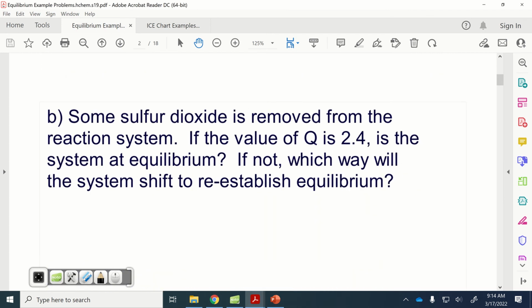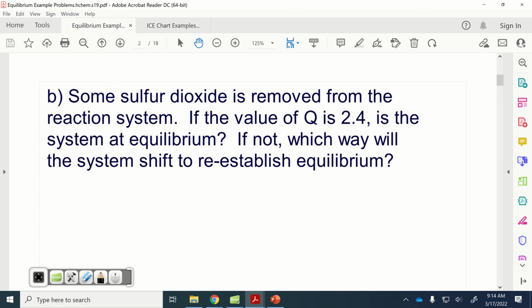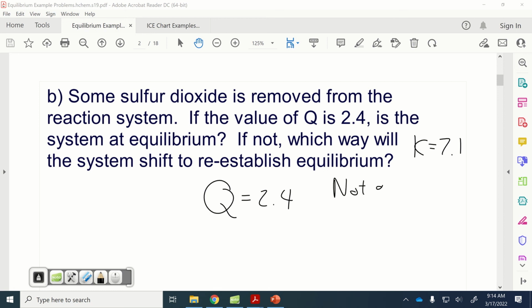All right, so here we go. Oh, I need to keep my number there. So K for the prior problem was 7.1, right? 7.1, that is correct. So this says some sulfur dioxide is removed from the reaction system. If the value of Q is now 2.4, so Q equals 2.4, is the system in equilibrium? Well, does Q equal K? No, the system is not at equilibrium.